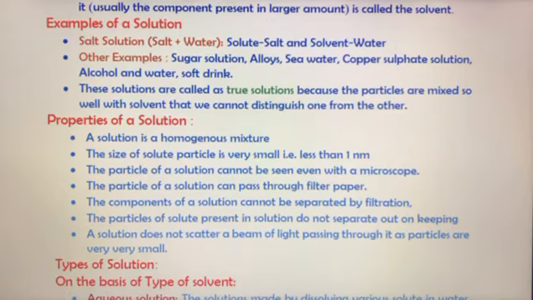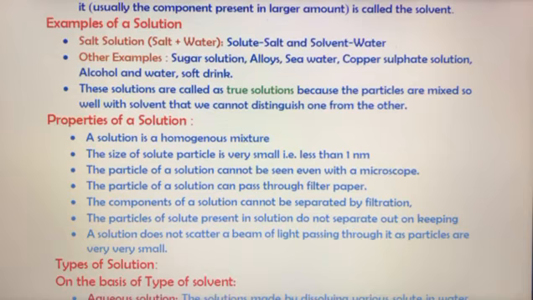And these solutions that we have studied in the examples are considered true solutions. Why true solution? Because the particles are mixed so well with the solvent that we cannot distinguish one from another. So if in a solution we are unable to distinguish between solute and solvent, then we call it a true solution, because the particles of the solution are so small that they cannot be seen by the naked eye.